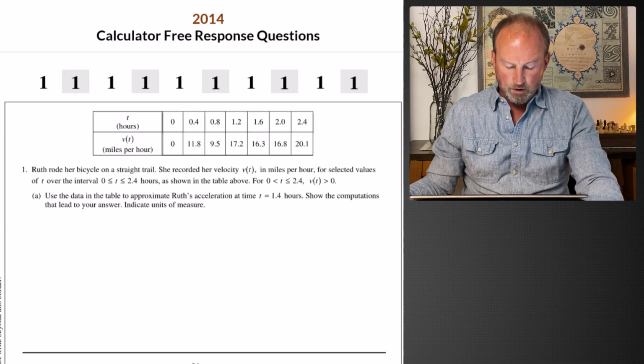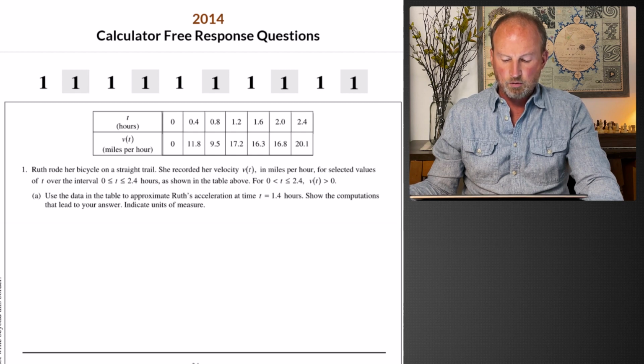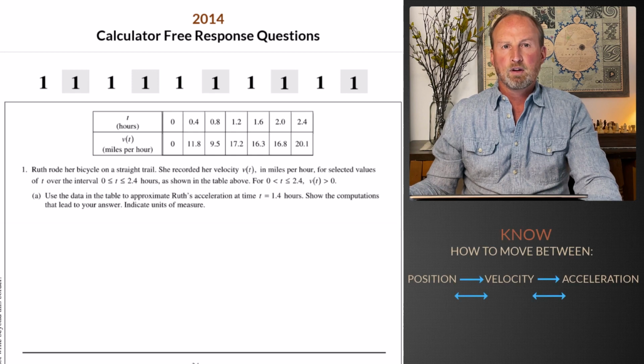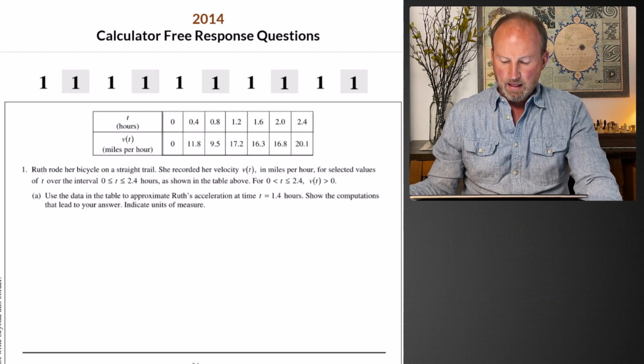The table given represents selected values of time versus velocity for Ruth as she rides her bicycle along a straight trail. Our goal in question A is to approximate Ruth's acceleration at time equal 1.4, and we want to show all the computations. First, we need to know the relationship between position, velocity, and acceleration. Acceleration is the derivative of velocity, or the rate of change of velocity. I'm looking for the acceleration at a given point.